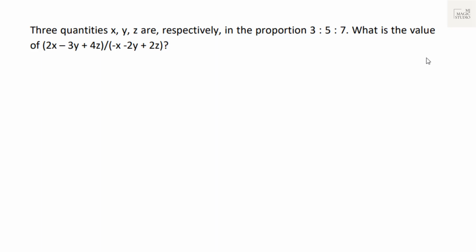Give this a try. 10 seconds. Three quantities x, y, z are in proportion 3, 5, 7. So x is 3 by 15, y is 5 by 15, and z is 7 by 15. What is the value of 2x minus 3y plus 4z upon minus x minus 2y plus 2z?